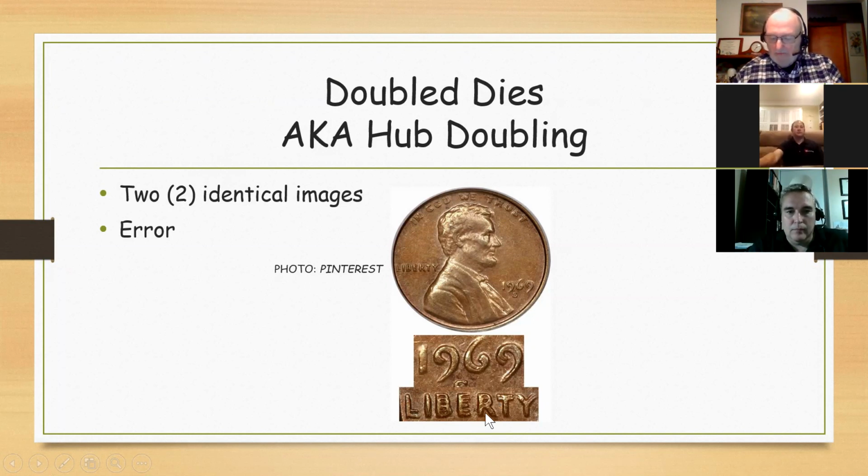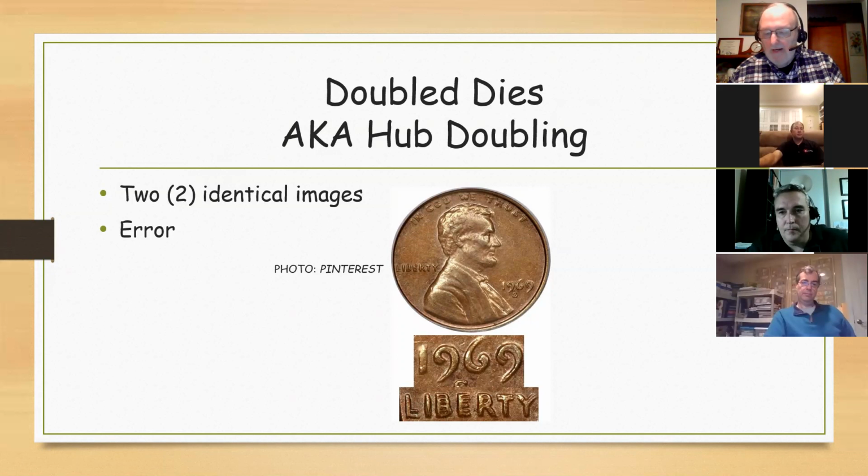Doubling occurs from mistakes in the die hubbing process. I'm not going to get into a great amount of detail with that because we're going to talk about that next month when I do one on how coins are made. But the misalignment or mismatch occurs between a first and subsequent hubbing and sometimes during the course of just a single hub. There's actually two types, and that's design mismatch and misalignment.